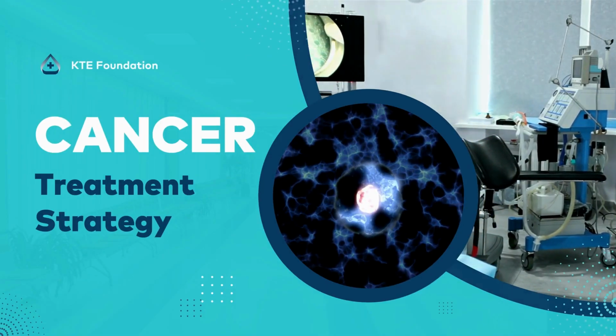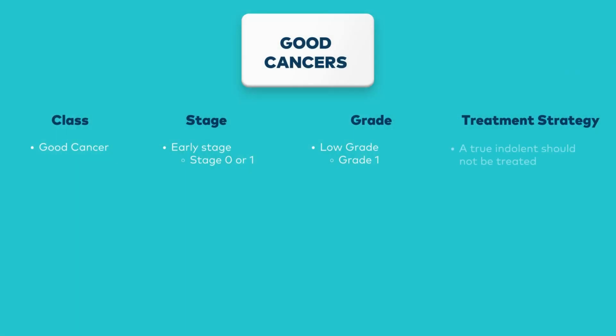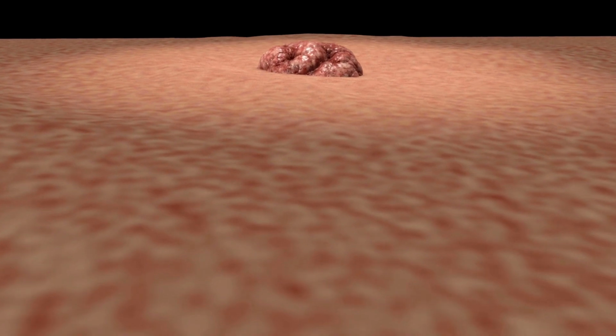Devising a treatment strategy after positioning your cancer on the KTE model, we will start with good cancers. A true indolent should not be treated. There is, however, still a degree of uncertainty in the identification of the true indolents, and thus there remains some risk that a good cancer could still progress at some stage, an issue which science is actively pursuing.